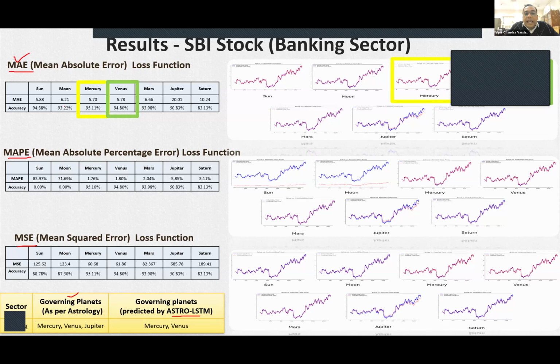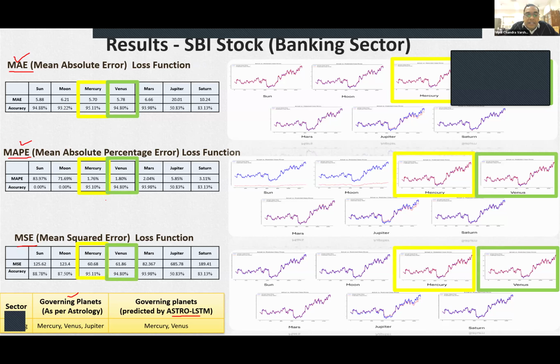In a similar fashion, for the MAPE loss function, I have tested the code and got the observation. Again I am getting the lower loss value and highest accuracy for Mercury, which is in line with astrology. As per astrology, the banking sector is covered by Mercury, Venus, and Jupiter. So I'm getting the same results, and the corresponding graphs are also there. Similarly, for the third function, the MSE, I am getting lower values and higher accuracy for Mercury and Venus.